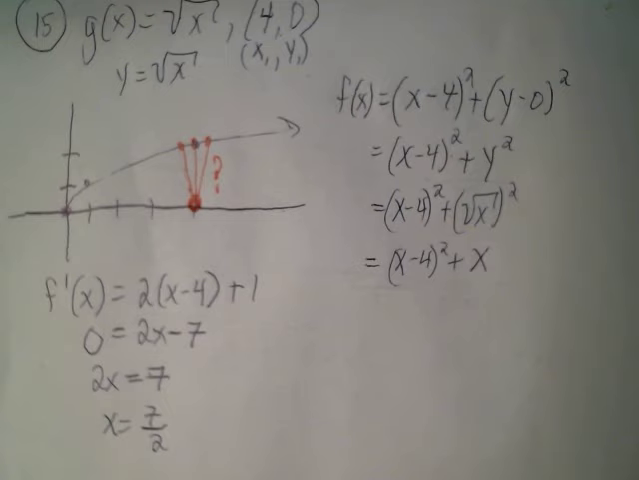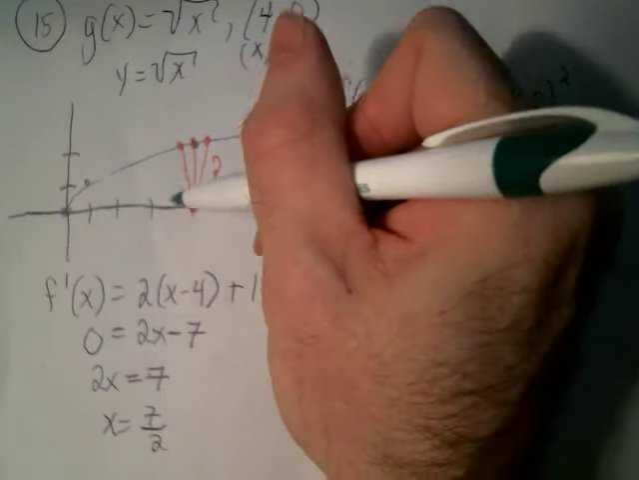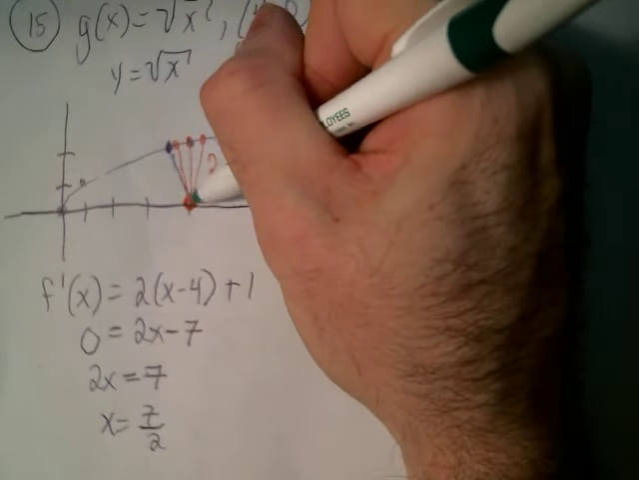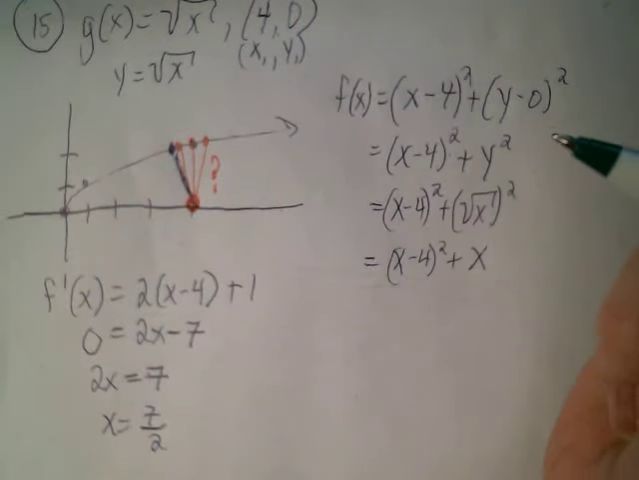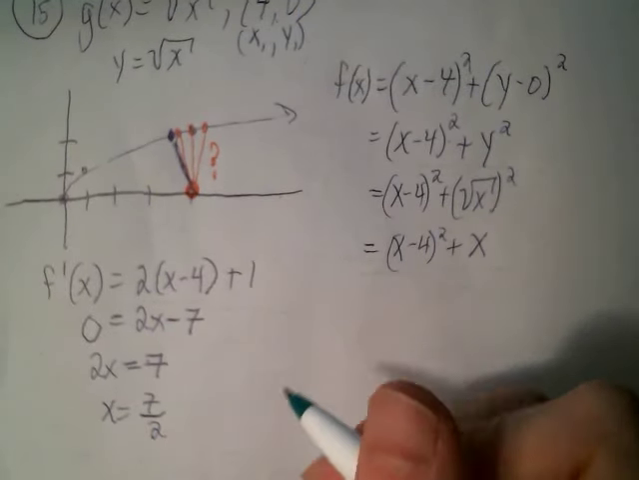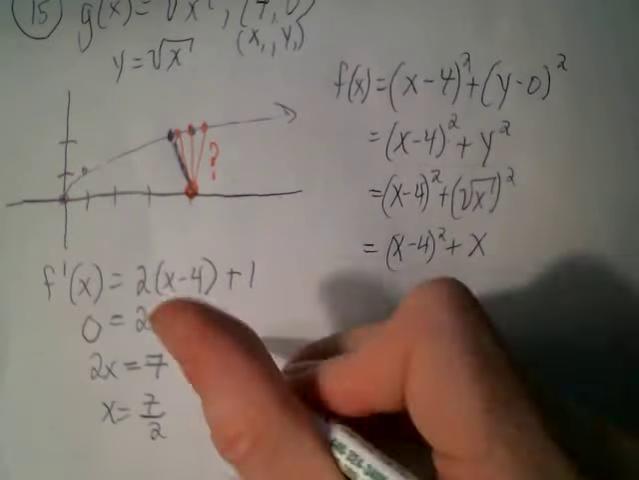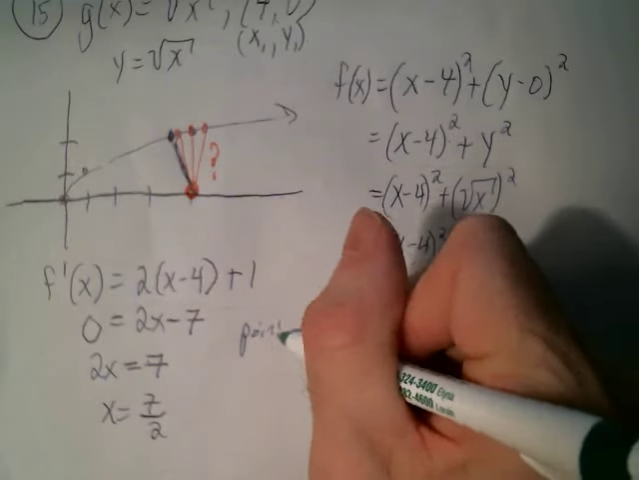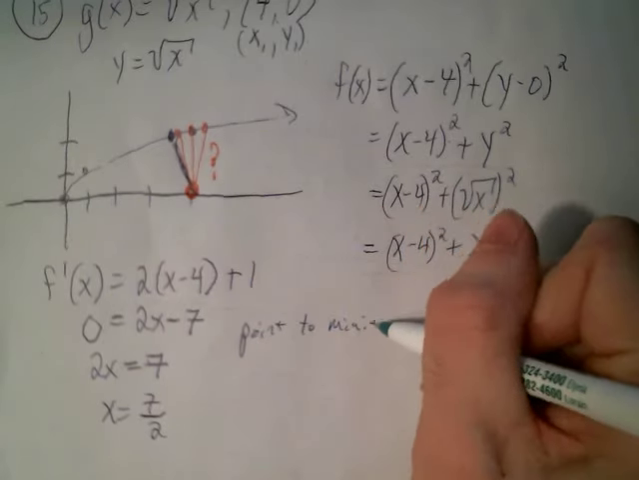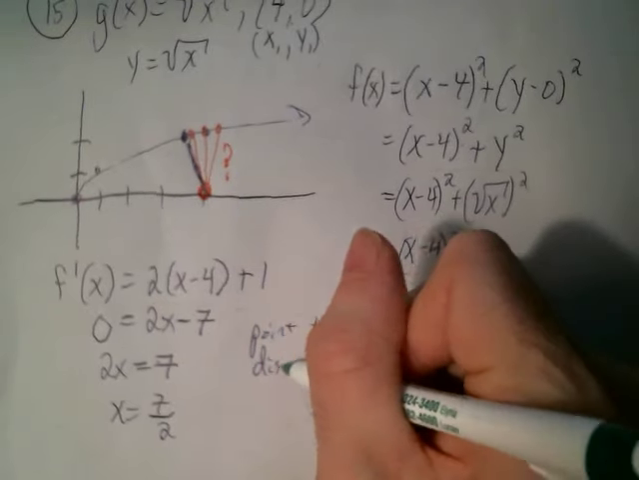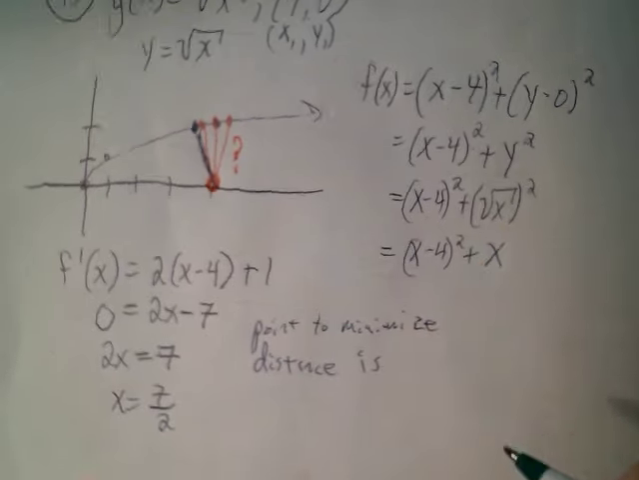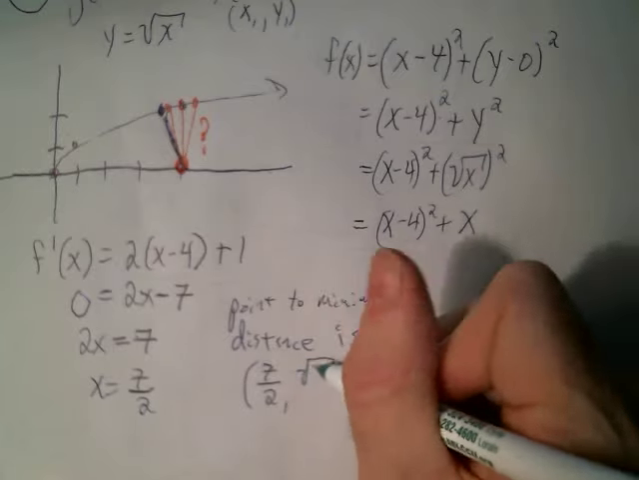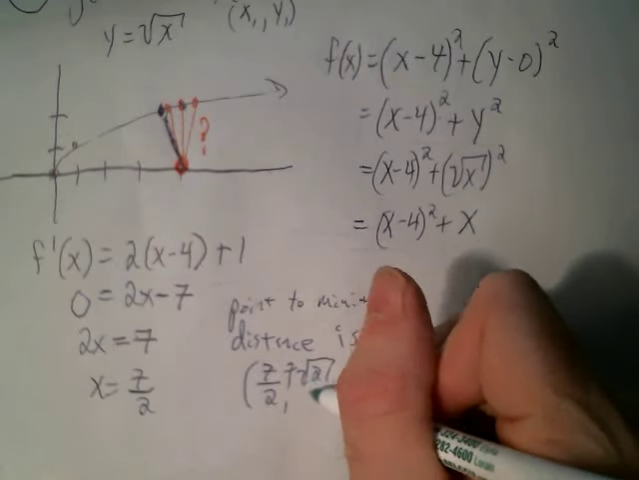Okay. So almost at 4, right? It's 3.5. It's actually this point right over here where the distance between the point and the graph will be minimum. And so the corresponding y coordinate then would be square root 7 over 2. So the point to minimize distance is going to be 7/2 comma square root 2, 7 square root 2 over 2.